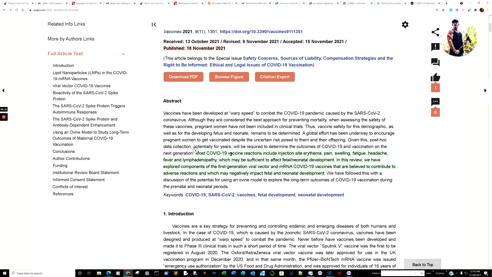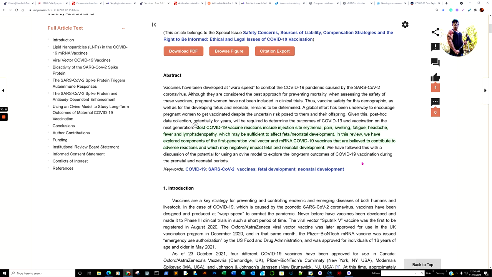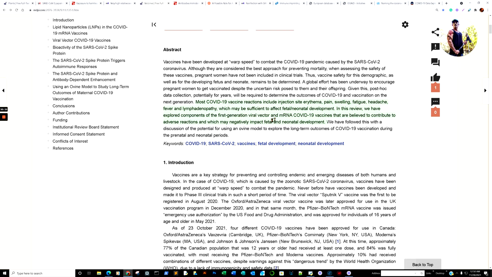Most COVID-19 vaccine reactions include injection site pain, swelling, fatigue, fever, and lymphadenopathy, which may be sufficient to affect fetal and neonatal development. In this review, we have explored components of the first-generation viral vector and mRNA COVID vaccines that are believed to contribute to adverse reactions which may negatively impact fetal and neonatal development.